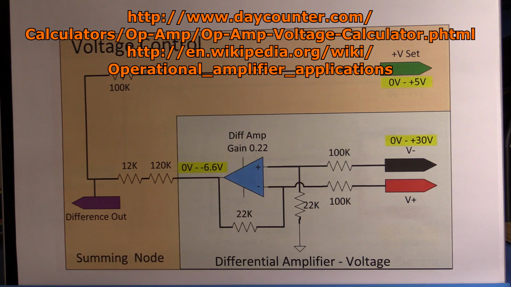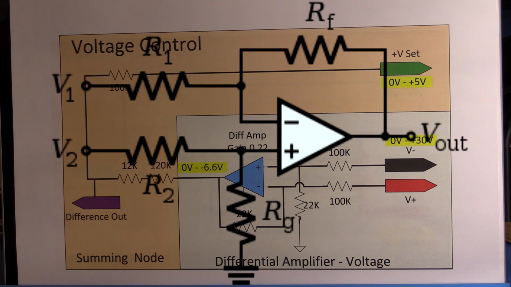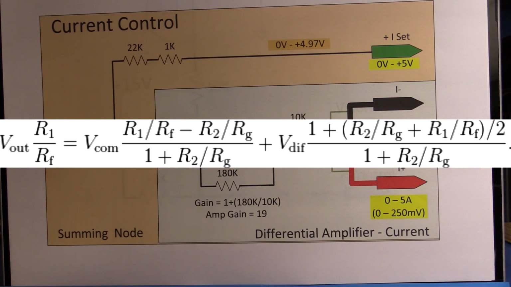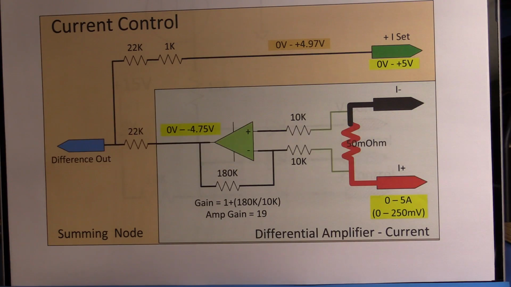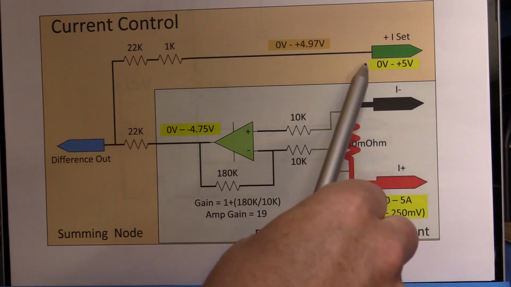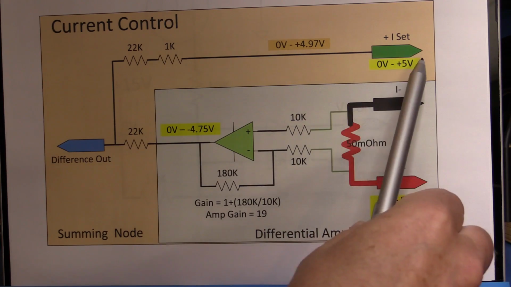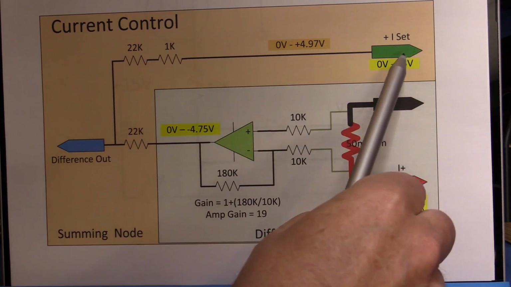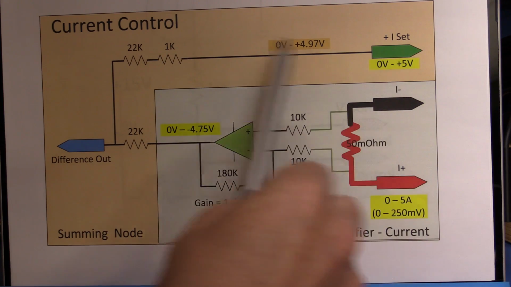All right, so now let's go and have a look at the current control side of things and see what we're going to try and design there. Okay, so this circuit looks almost identical to the voltage side of things, and it basically is. We still have our ideal 0 to 5 volt set point for the current coming in here, which is going to be from our DAC or from our potentiometer.